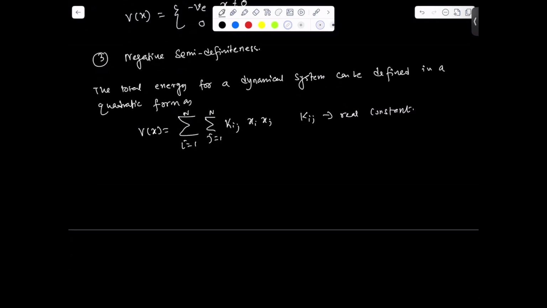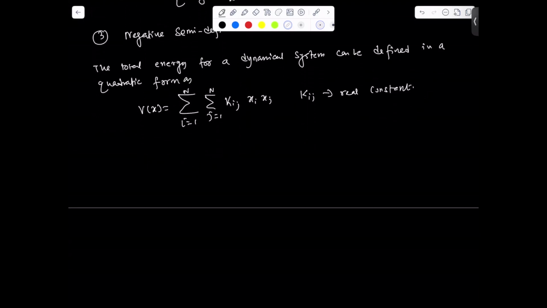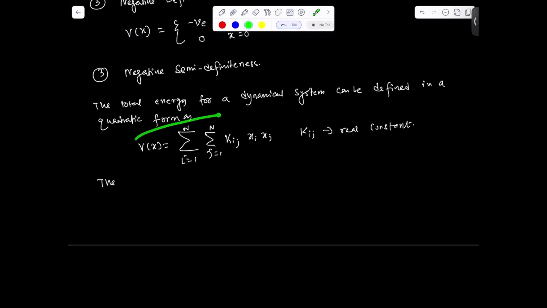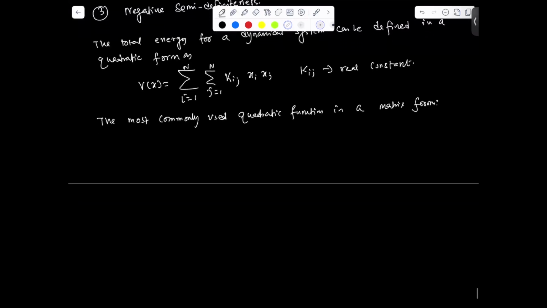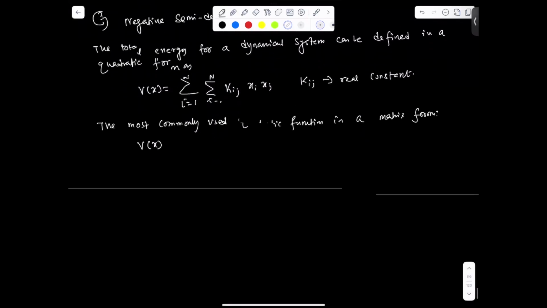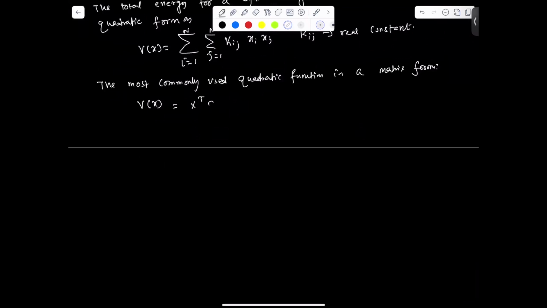The most commonly used quadratic function is in a matrix form. I hope it is clear. Basically most of the energy of the system we can define in this form. How we can write it in this form, we'll explain now. The most commonly used quadratic function in a matrix form: we can write V of x equal to x transpose Q x.